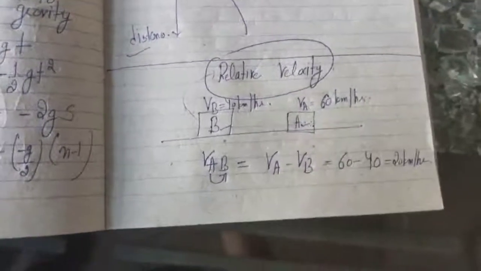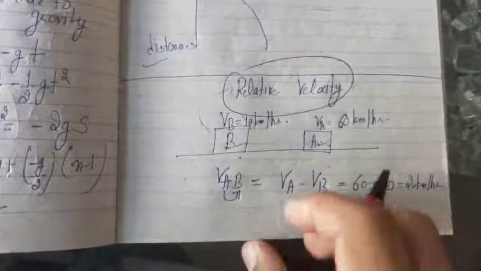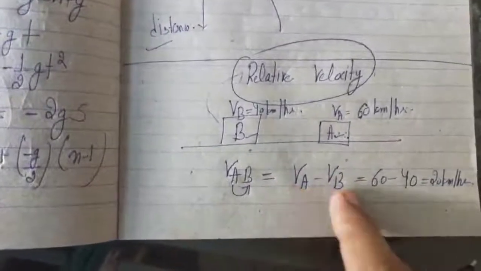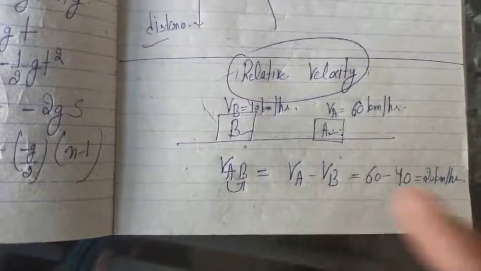So this is the relative speed of car A with respect to car B, that is 20.